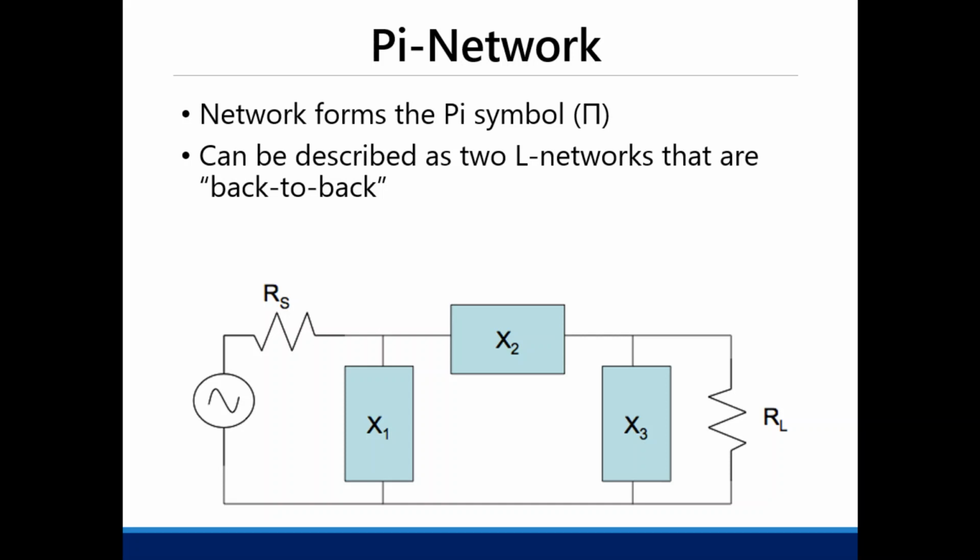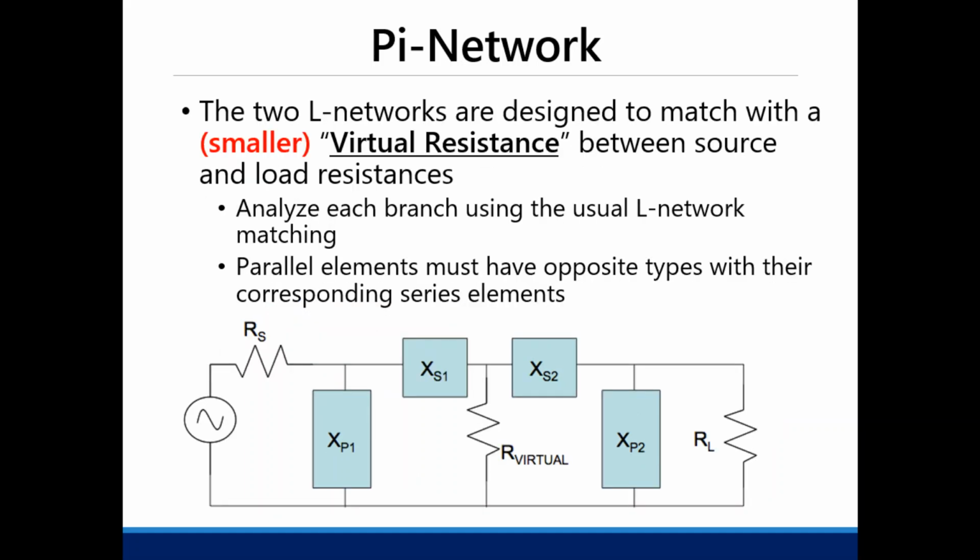For example, one type of matching network is the pi network because it looks like a pi symbol, right here. See? So anyway, it can be described as two networks that are back to back. You can break them down like this. And there's some virtual resistance that you're matching the load and source resistance with. So there's a virtual resistance in the middle that you're trying to match these two together to.